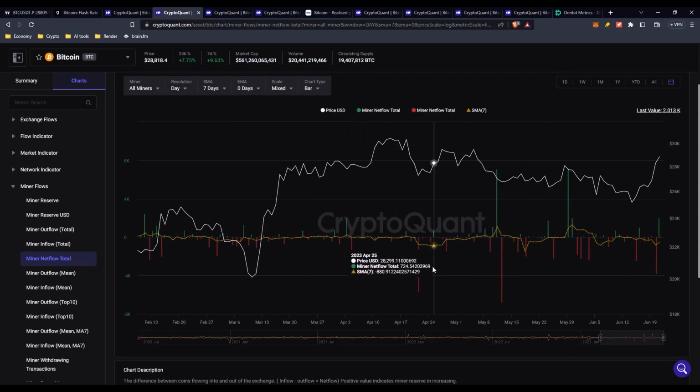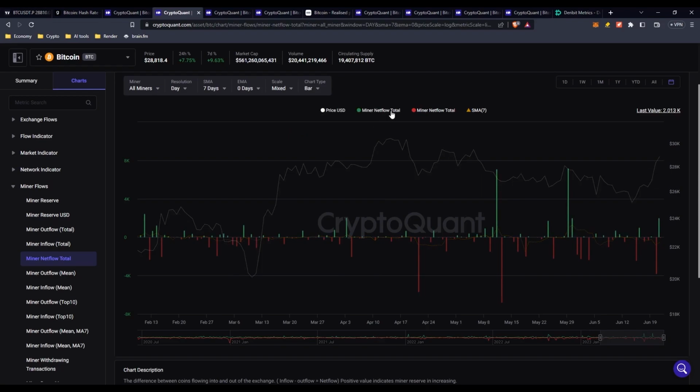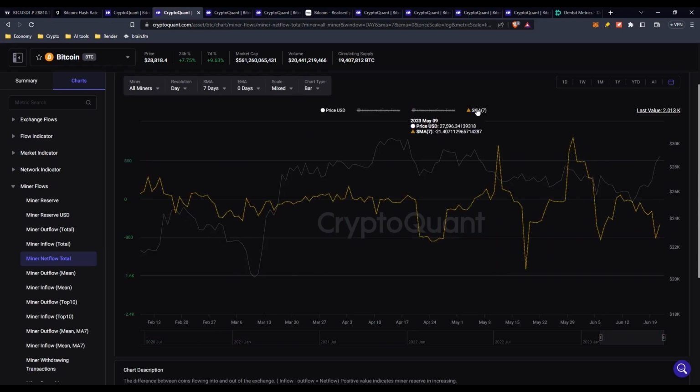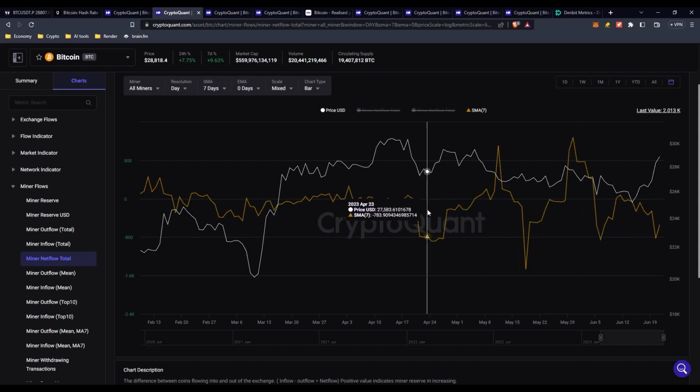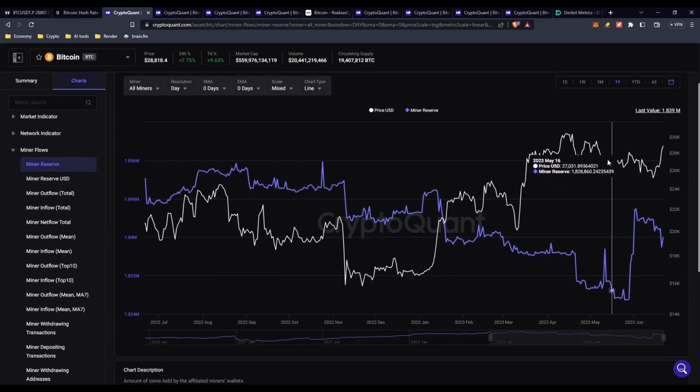As you can see, there's a lot of signal up and down, up and down. It doesn't really give us much of a sense of what can happen. So what I'm going to use is SMA 7, the 7-day moving average, to see if it is below 0 or above 0. If it is below 0, that means that over the past 7 days miners have been sending more Bitcoin out of their wallets, so there's more outflow than inflow. That gives me another signal that maybe miners are slowly selling as well.